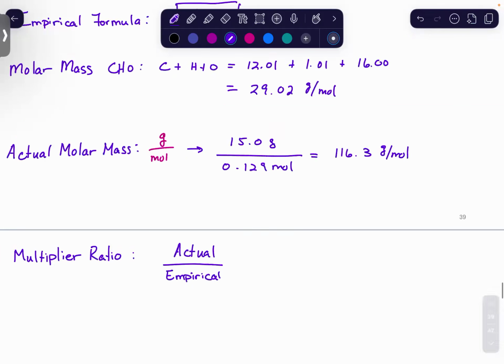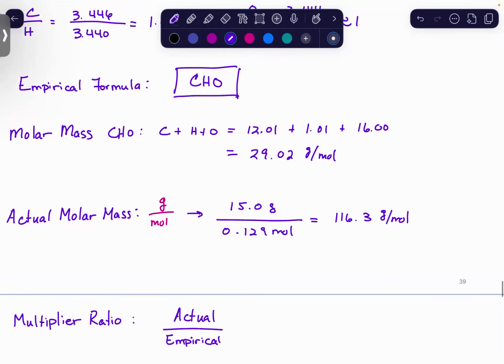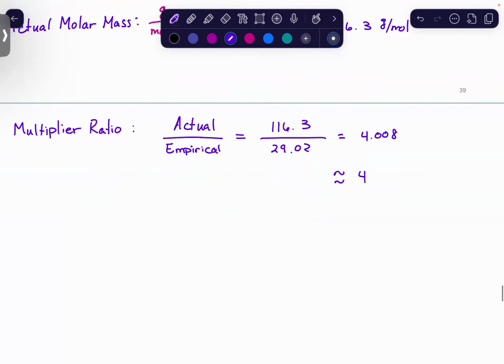We have our 2 molar masses up here. That's going to be 116.3 over 29.02. This is going to give us 4.008 when we divide it out, or just about 4. So that's going to be our multiplier.